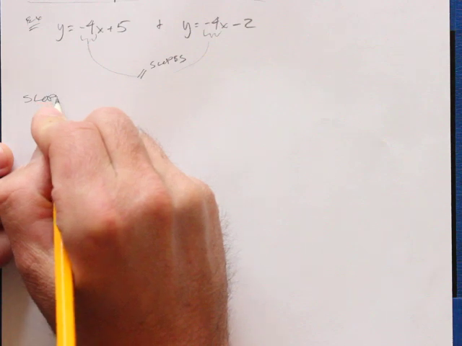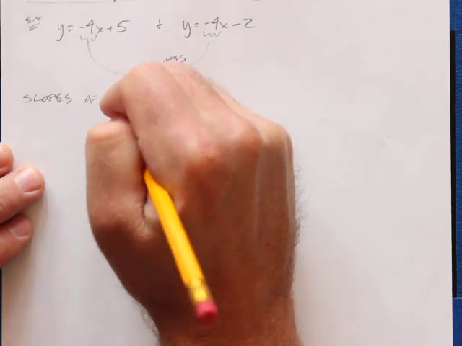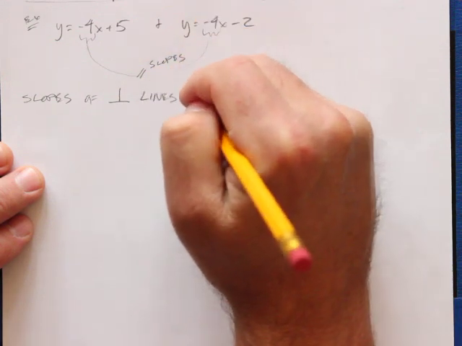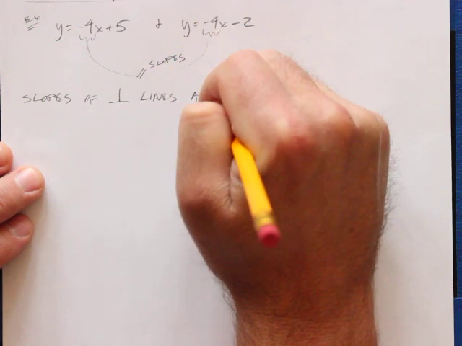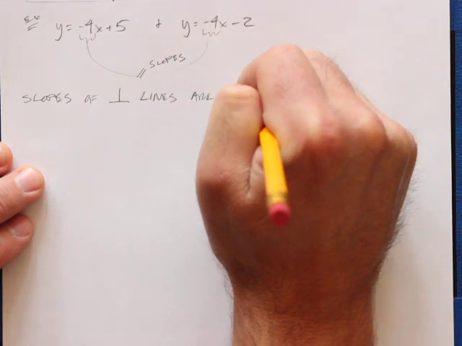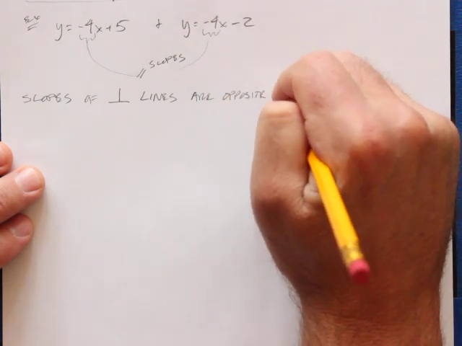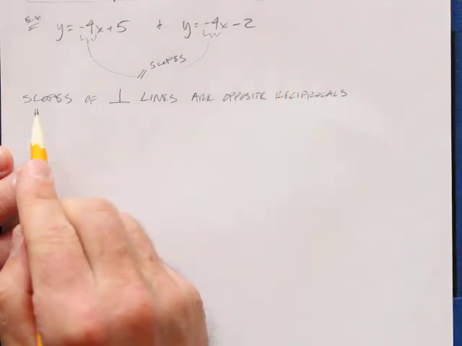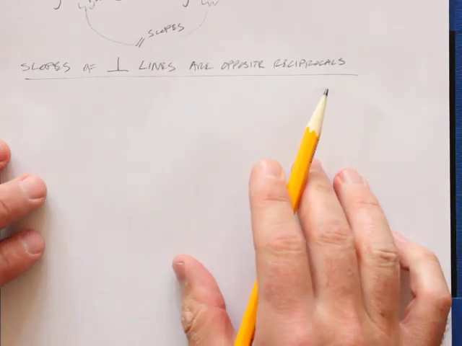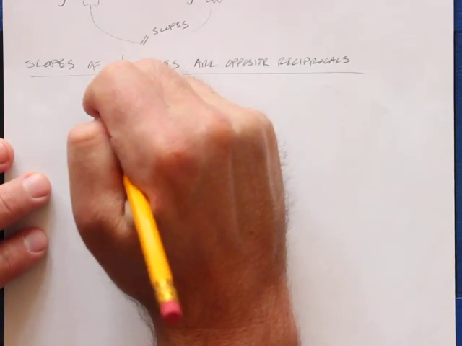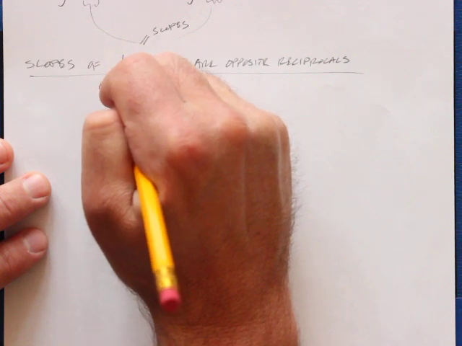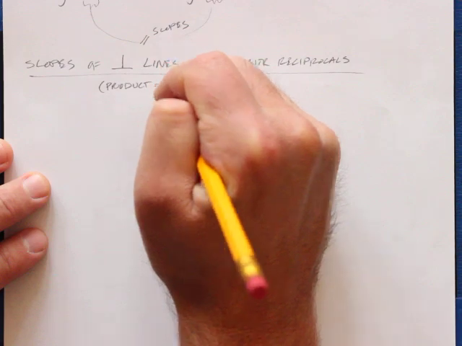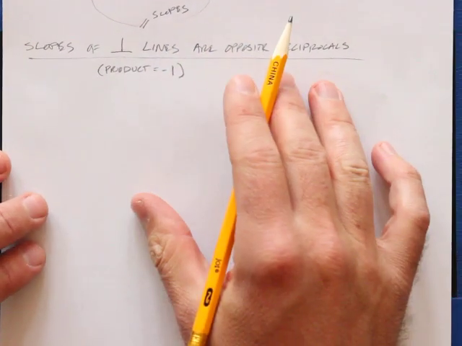Slopes of perpendicular lines are opposite reciprocals. And so if you were to multiply the two slopes, the product should be -1.